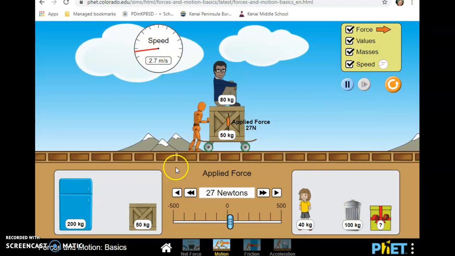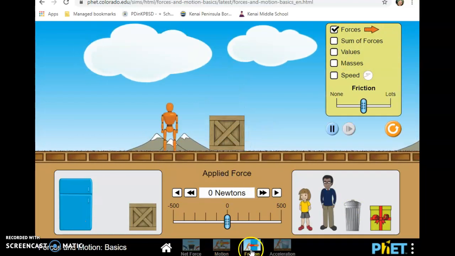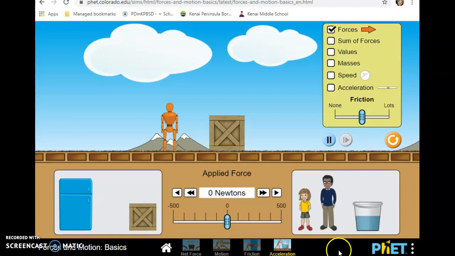Okay, so again, feel free to play around with these. They're just a lot of fun. This one adds friction, which is actually our next topic. And this one talks about acceleration. So please have fun with this. We will be completing an assignment with net forces soon here in class.